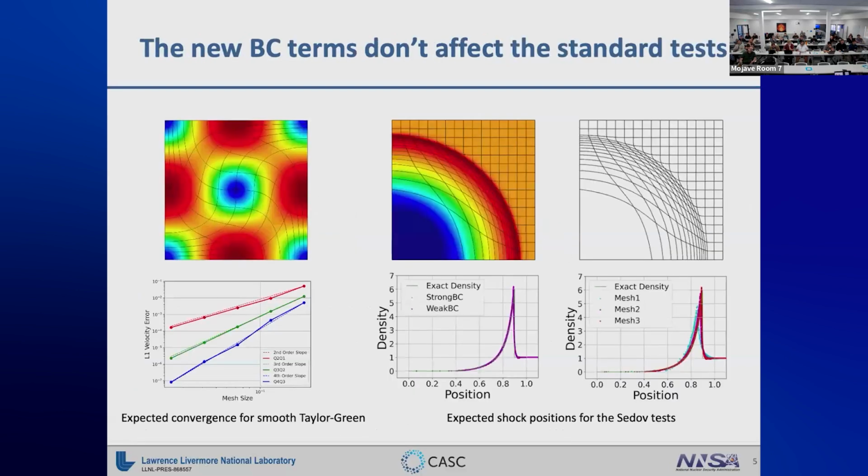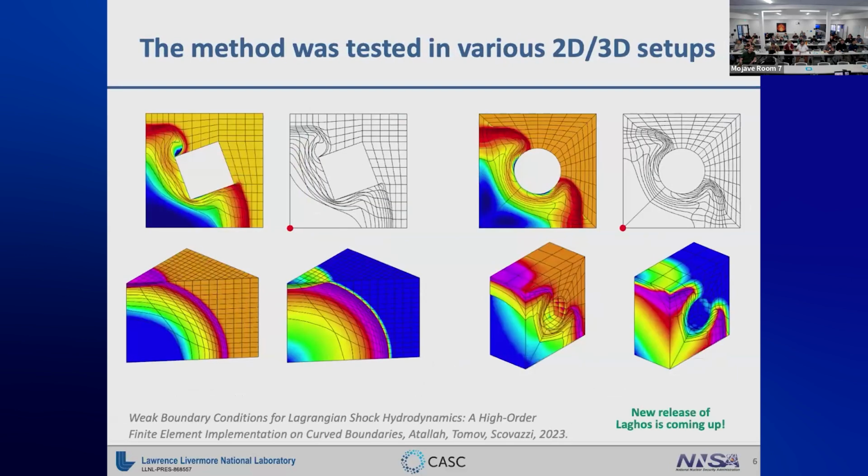This just shows that when you do that, you get the same results on the standard problem. Same order convergence, same shock positions. And then in the paper, we did many tests, 2D, 3D with complicated shapes. You see, this is a Q3 simulation. We let it go when we have some clearly inverted elements here, but it can still keep going as long as you don't invert the curvature points you use.